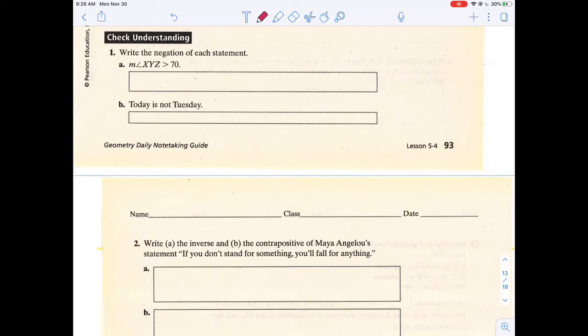Okay, so this is 5 for the check for understanding problems. You should have already done these, and then you can follow along and check your answers. For this first question, we're going to write the negation of each statement.